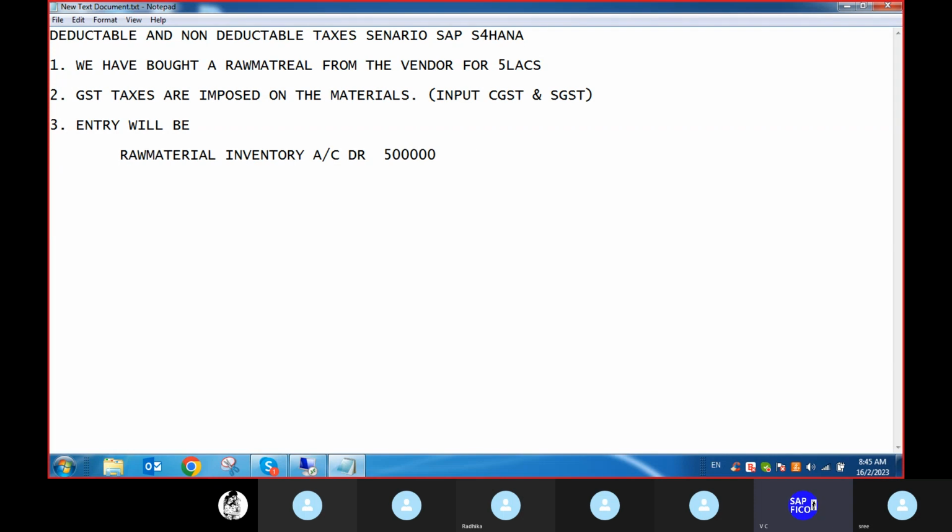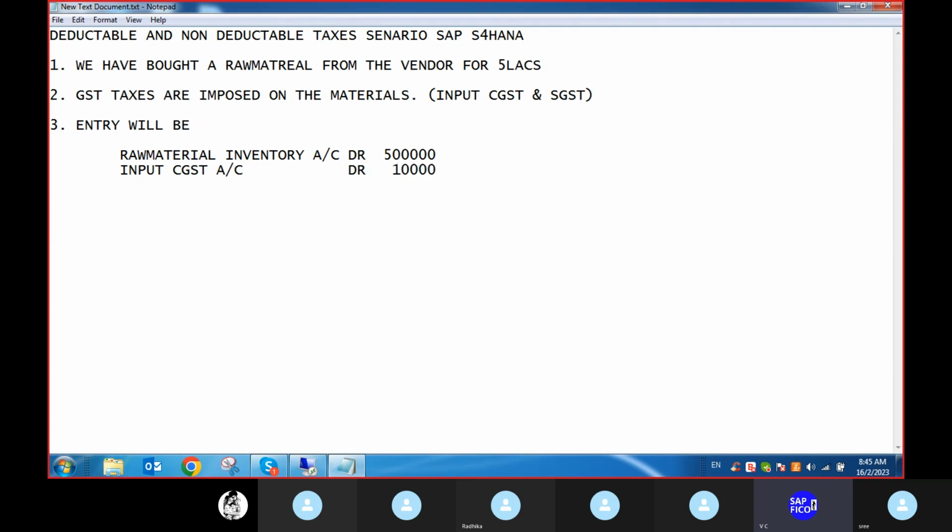And after the raw material inventory account, input CGST account debit. Suppose we have taken input CGST as 2%, CGST 2% and SGST 2%. So 2% of 5 lakh, how much is it? 10,000 rupees. 2% is 10,000 rupees. Remove this and just give 10,000 rupees.